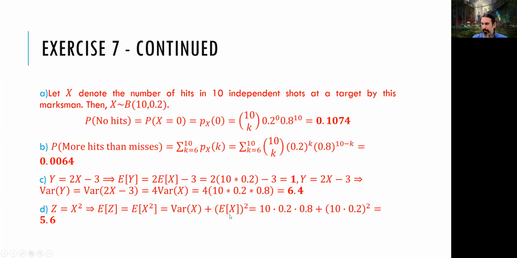Sorry, I'm going to just calculate them once more. C was another expectation. N times P times 1 minus P is the variance of our number of hits. This is the variance for that number of hits. And this is the expectation of those number of hits, which is going to be squared for this formula. So 2 to the power of 2 is 4, and this one gives us 1.6. So these are summed into 5.6.